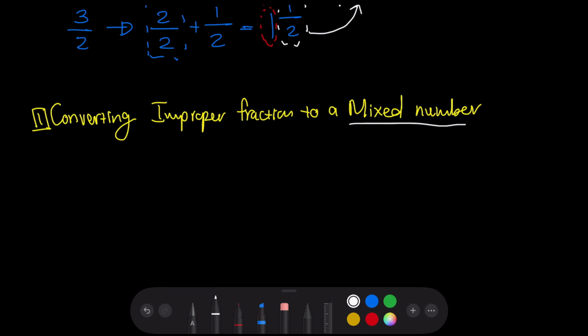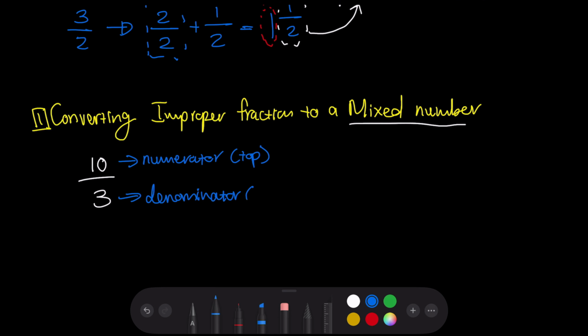So let's think about an improper fraction and let's consider the number 10 over 3. So this is an improper fraction. Why? Because we see that the numerator, and of course this is the denominator. So because the numerator, which is the number at the top, is bigger than the denominator, which is the number at the bottom, we know it is called an improper fraction.